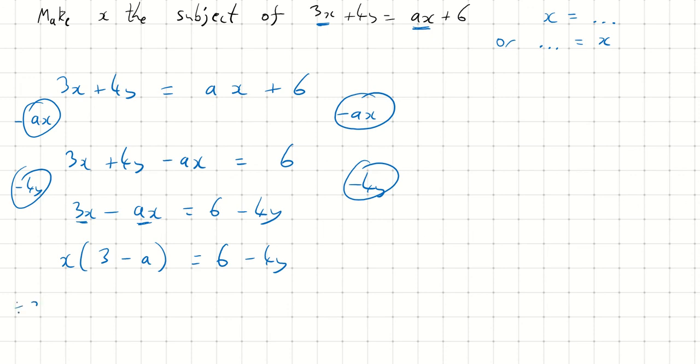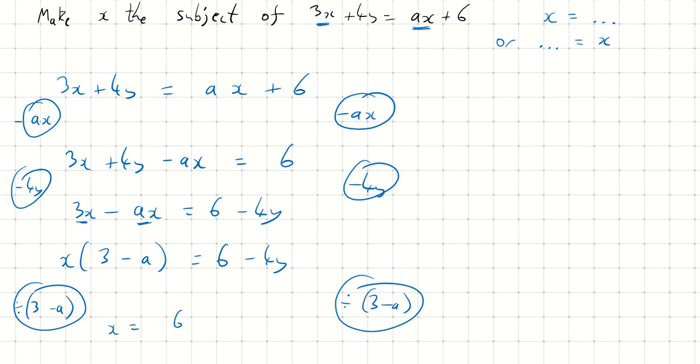Well, if we divide both sides by 3 minus a, then we do indeed get x on its own. So let's do that. Divide both sides by 3 minus a. On the left hand side we just have x. On the right hand side we have 6 minus 4y over 3 minus a. And we're done. We've got x on its own, we've made x the subject, so this is our final answer.